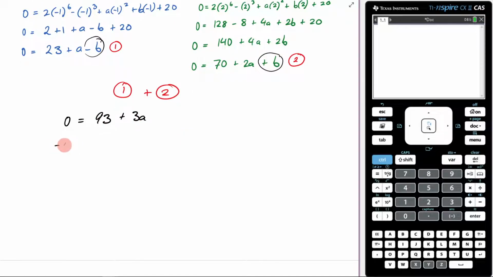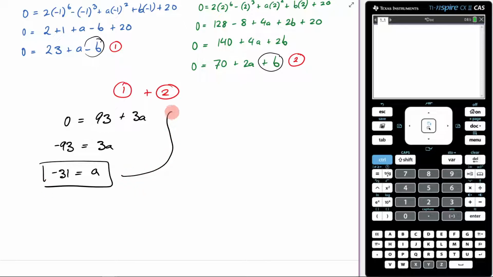And now I can solve this for a. I can bring this over to the other side. And then I can divide both sides by 3. And that means I'm going to end up with negative 31 is equal to a. And there is one of my answers. To get the other one of my answers, I then am going to take this. So sub in a is equal to negative 31 back into one of your original equations. I think I'll sub it into equation number 1 here.